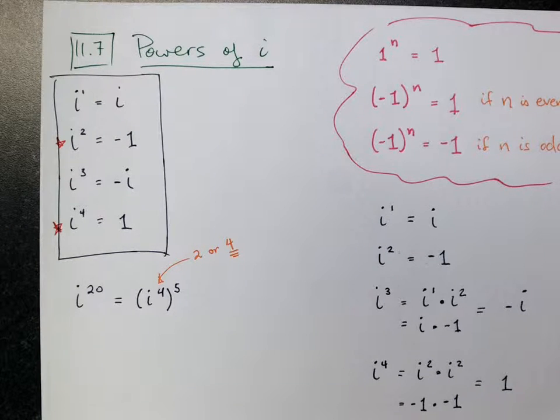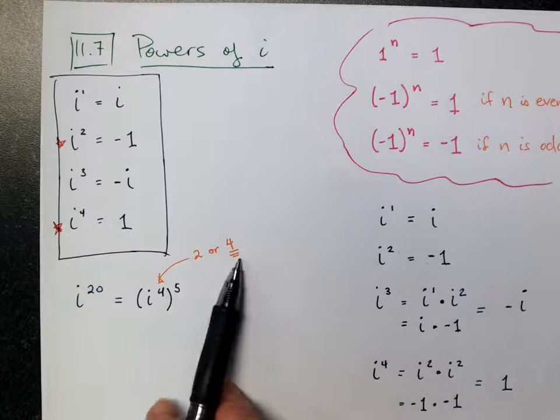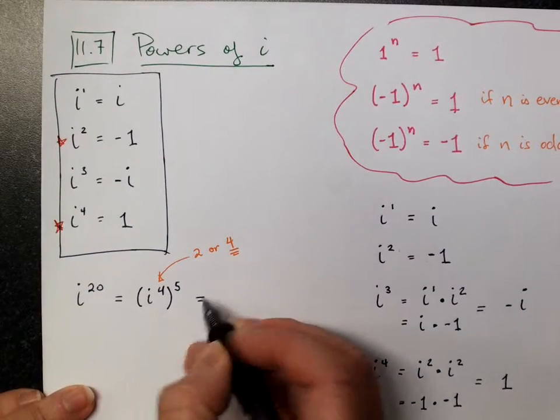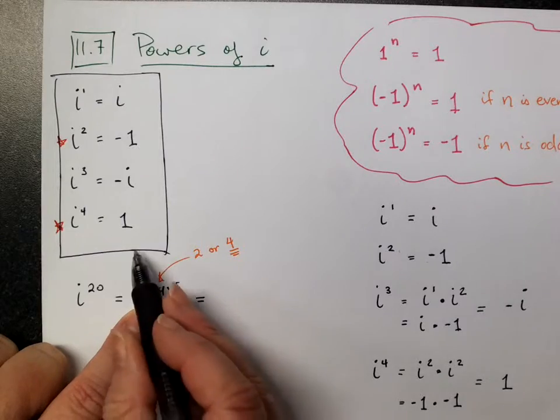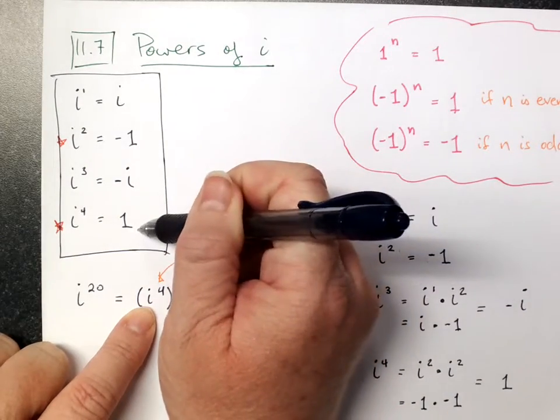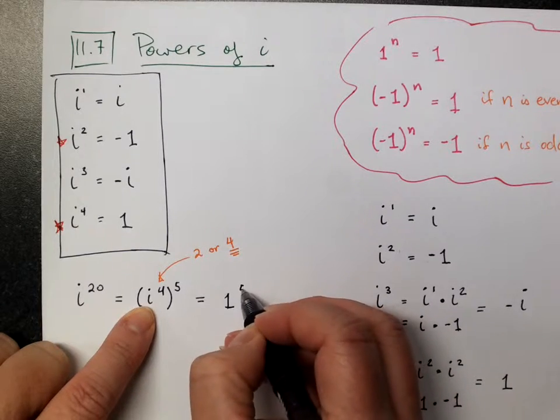Value, we just broke this down into something we can work with. We want this inside 1 to be 2 or 4. Okay? So now, i to the 4th is what? 1. Just like i squared is negative 1, i to the 4th is positive 1. So we have a 1 raised to the 5th power.